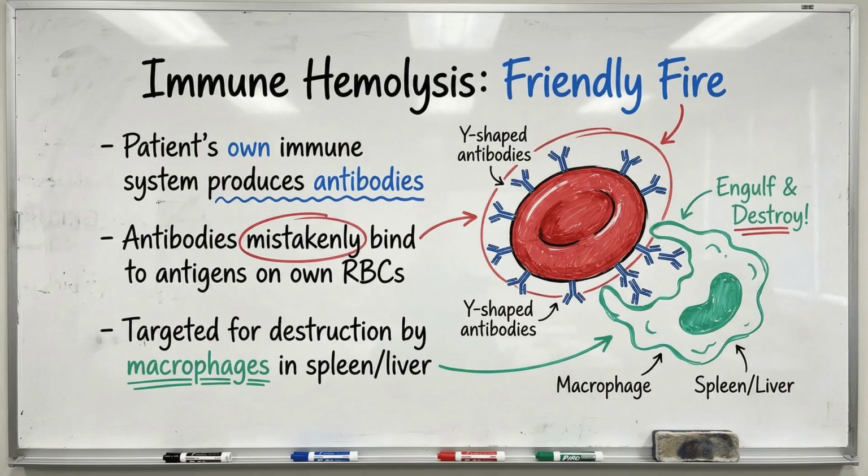We've talked about intrinsic problems, but now let's shift to extrinsic causes, starting with immune hemolysis. This is a classic case of friendly fire, where the body's own defense system mistakenly attacks its red blood cells. Once these red blood cells are coated in antibodies, they become targets for destruction by macrophages, primarily in the spleen and the liver. It's like a misidentified target in a battle, leading to collateral damage. This process is a major cause of extravascular hemolysis, as the cells are removed by the reticuloendothelial system.